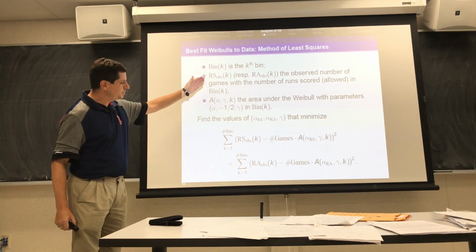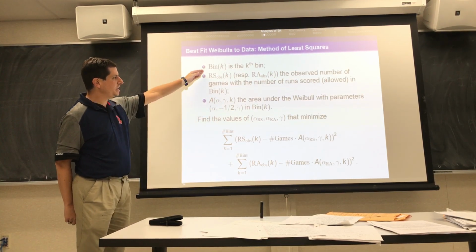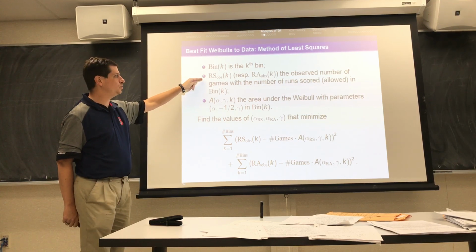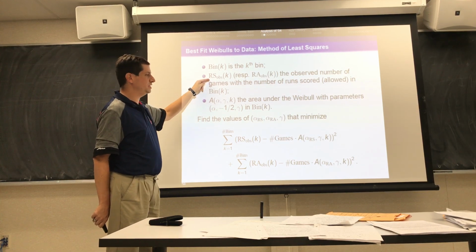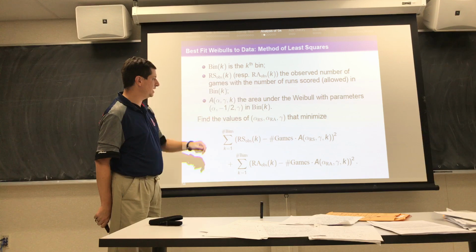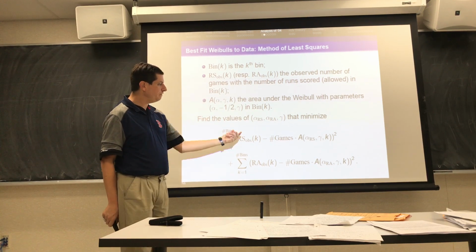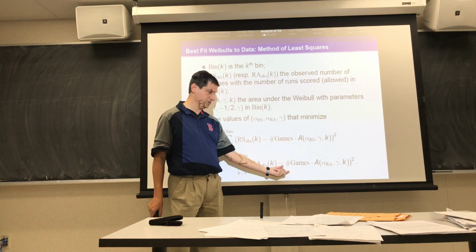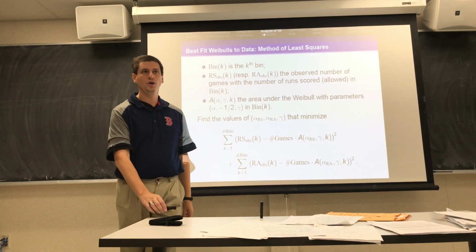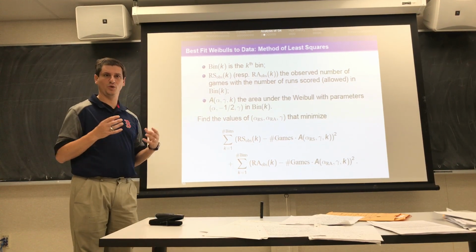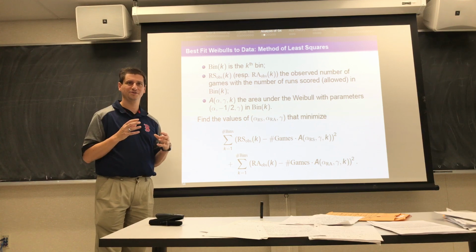So here's going to be how we set things up. So bin K is the kth bin. This is how many times we observe a value in the kth bin of runs scored and runs allowed. This is going to be the area under the Weibull with the parameters. And then we want to find values of the parameters that minimize our error. So we're going to do errors with squares. Why do you think we're going to square things for errors?